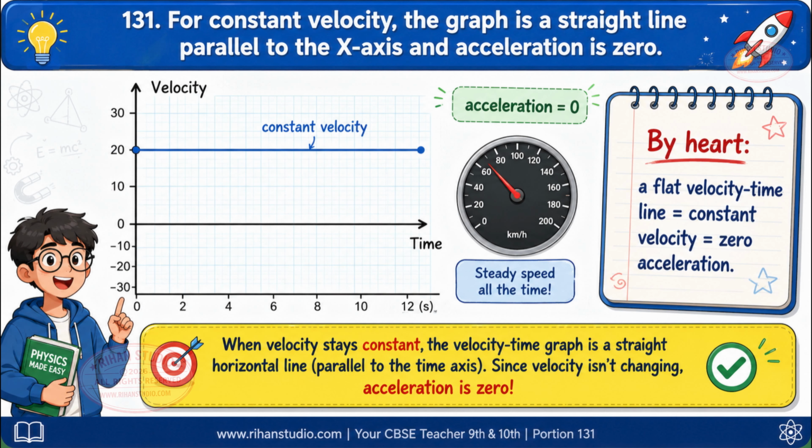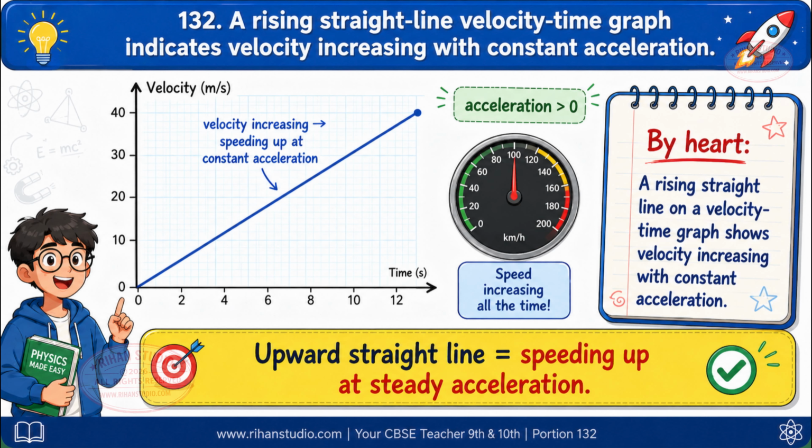For constant velocity, the graph is a straight line parallel to the x-axis, and acceleration is 0. A shape rule: a flat horizontal velocity timeline means velocity is steady, so acceleration is 0. By heart, a flat velocity timeline means constant velocity and 0 acceleration. A rising straight line velocity time graph indicates velocity increasing with constant acceleration. A shape rule: an upward sloping straight line means the object is speeding up at a steady, constant acceleration.